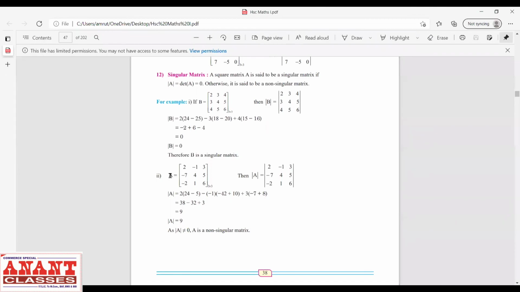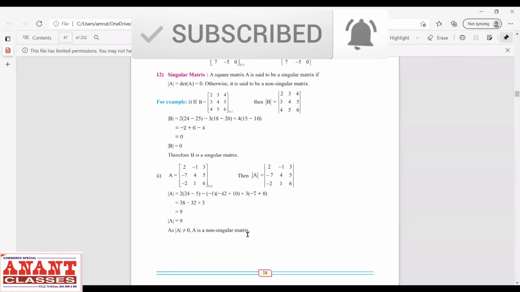This is second example, matrix A is equal to, so we'll find out, this is 3 by 3, 3 rows 3 columns, so it's a 3 by 3, it's a square matrix. तो उसका डिटरमिनेंट निकाल सकते हैं, डिटरमिनेंट ऑफ A निकाल रहे थे, यहाँ पर आंसर आ रहा है 9, तो this is a value other than 0, 9 is not equal to 0, 9 ये 0 नहीं है, and therefore A is a non-singular matrix.